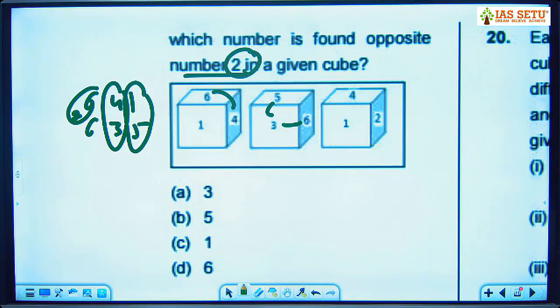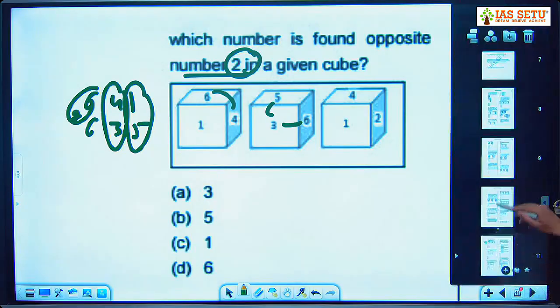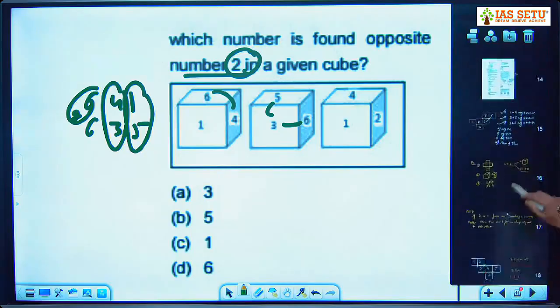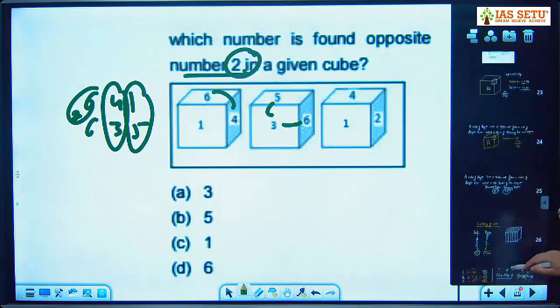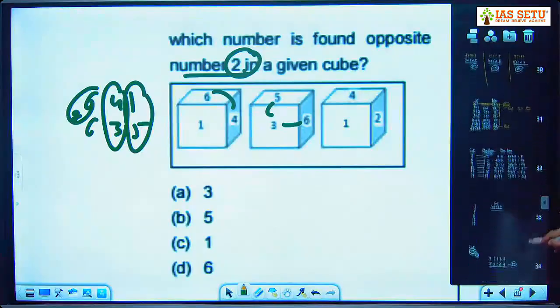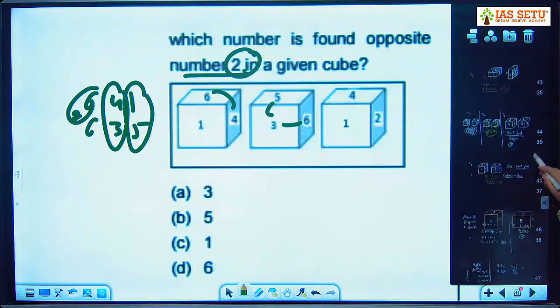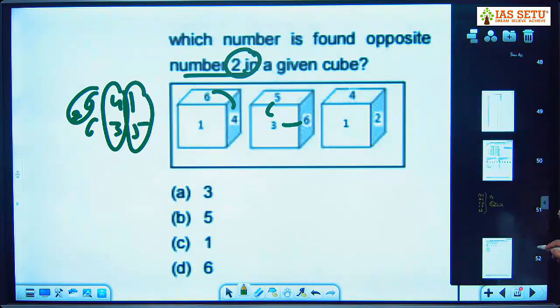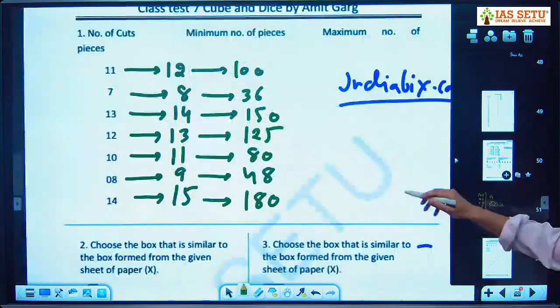2 3 4 questions of today's class test. क्या रवि, क्या इशू है आज की क्लास टेस्ट में? 2 3 4 अगर क्लास नोट्स उठा के देखोगे, सारे क्वेश्चंस डिस्कस किए हुए हैं। इसमें इशू क्या है? 2 क्या कह रहा है?